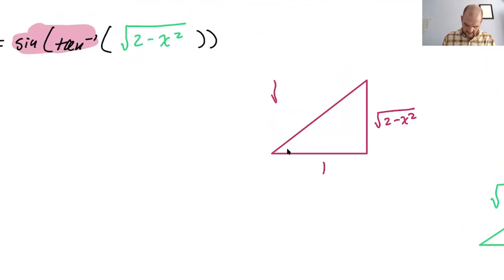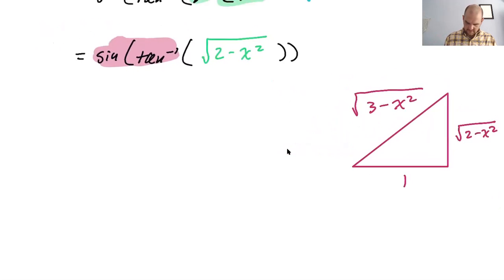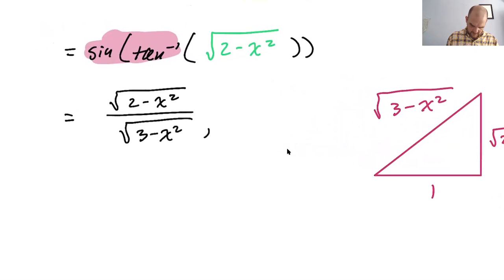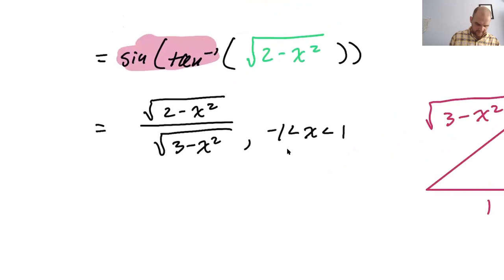So then the missing side here is going to be 1 squared is 1, plus radical 2 minus x squared squared is 2 minus x squared. So 1 plus 2 minus x squared is 3 minus x squared. So we're finding sine. So my final answer is looking sort of like the square root of 2 minus x squared over the square root of 3 minus x squared, comma, -1 to 1. That's what I'm getting for f of x.